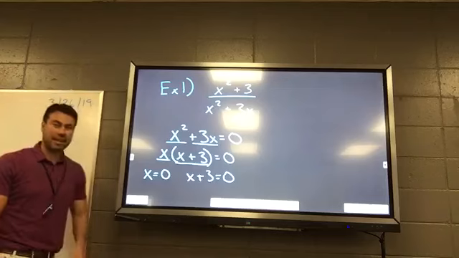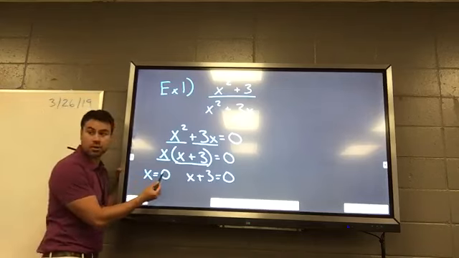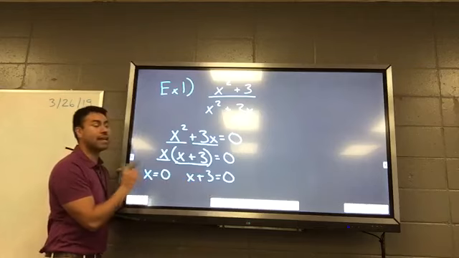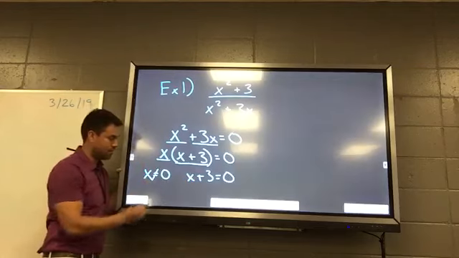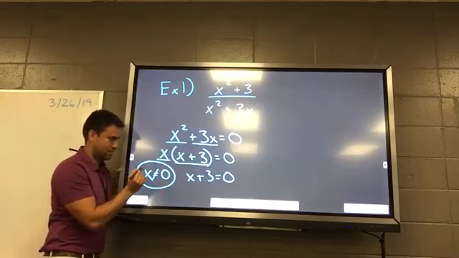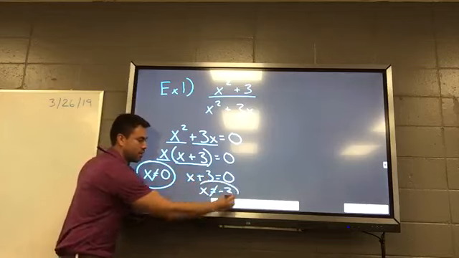Now, let's see if that actually is going to play out here. Can x equal 0? Is that possible? Yes. So what can x not be? 0. Remember, you're just solving.